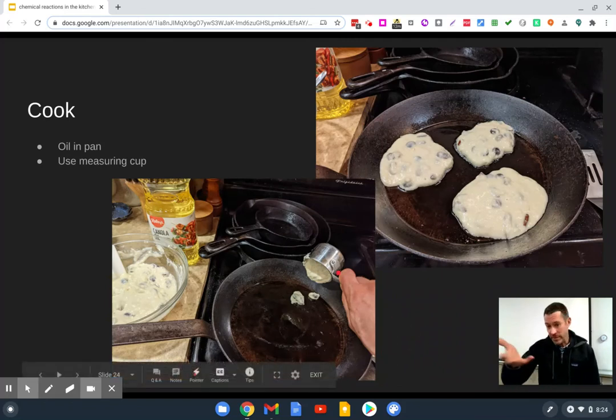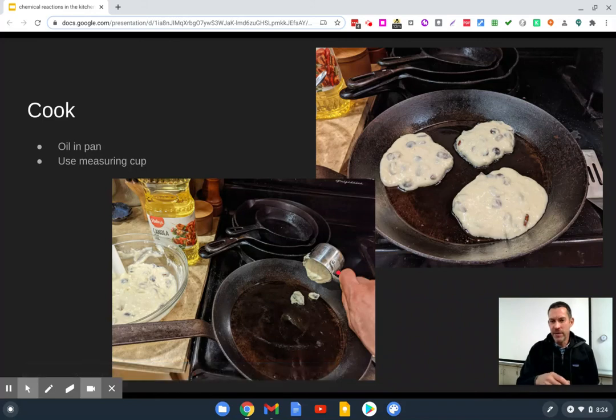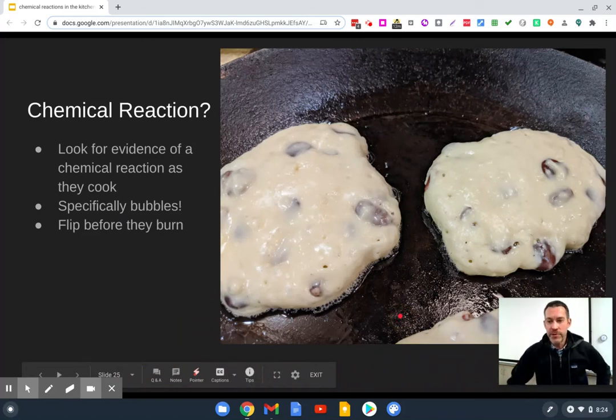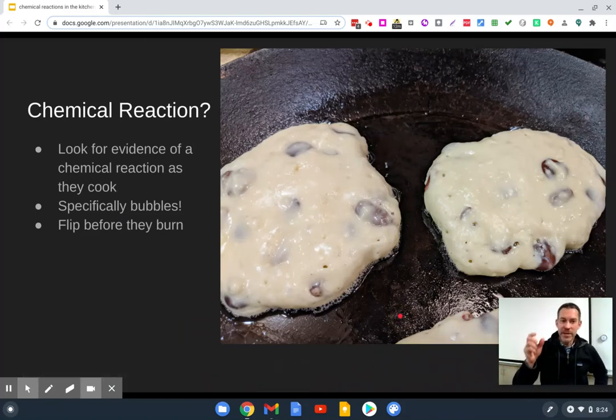And then use your cup or whatever measuring tool you had. I filled it about halfway, and I put 3 pancakes into a pan, medium heat, and then look for bubbles. You'll know the chemical reaction is happening because you'll see bubbles right here, right here, right there, right there.